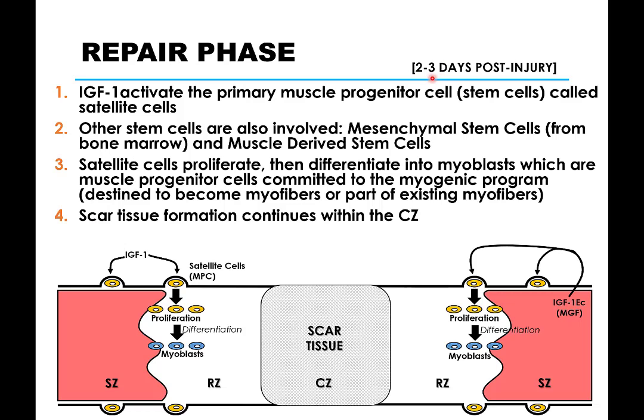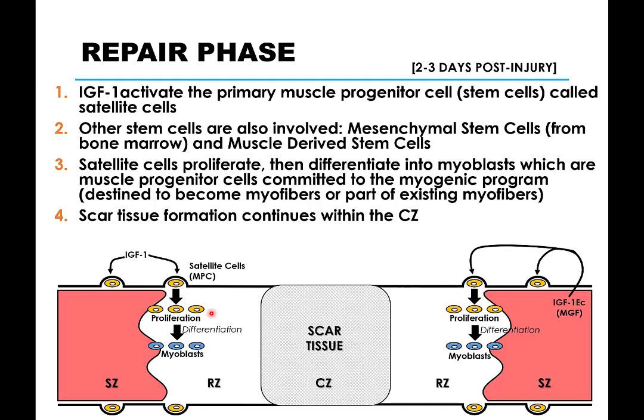So between 2 to 3 days post-injury, satellite cell activity is elevated. Also keep in mind other stem cells are involved, such as mesenchymal stem cells, which are derived from bone marrow, as well as muscle-derived stem cells. But we will focus mainly on satellite cells because there is much more substantial evidence concerning their role in muscle repair. So when satellite cells are activated upon stimuli from such things as IGF-1 or MGF, the initial process is satellite cell proliferation. In other words, the satellite cell multiplies as illustrated here.